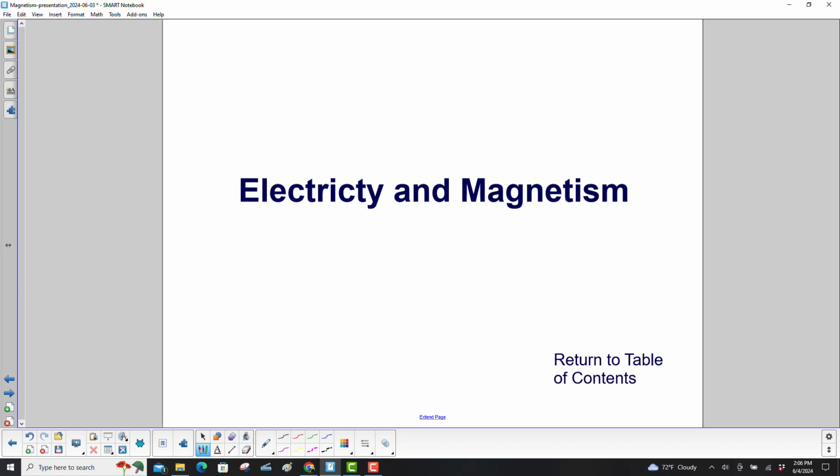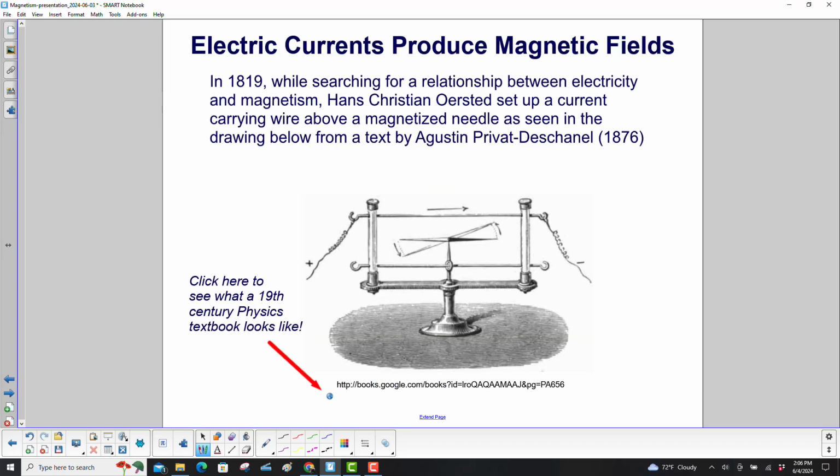Electricity and magnetism. In 1819, while searching for a relationship between electricity and magnetism, Hans Christian Ørsted set up a current-carrying wire above a magnetized needle. Here's our needle, there's the wire, as seen in this drawing below from a text by Augustin Prévost de Chanel from 1876. And if you're interested, click here to see what a 19th century physics textbook looks like.